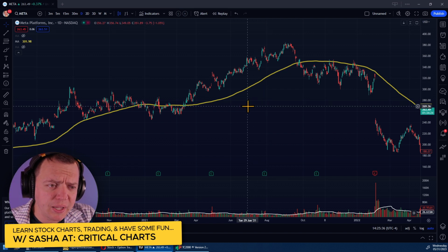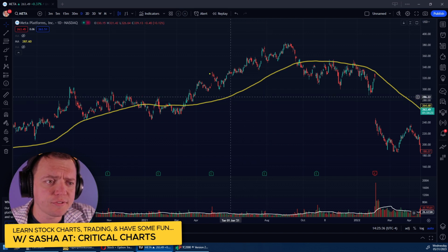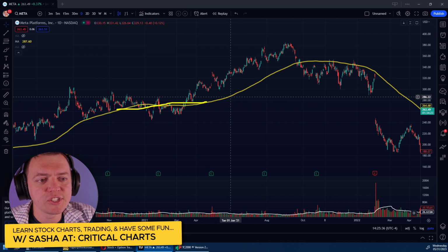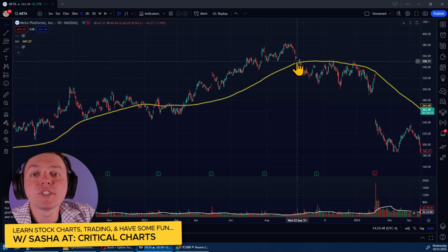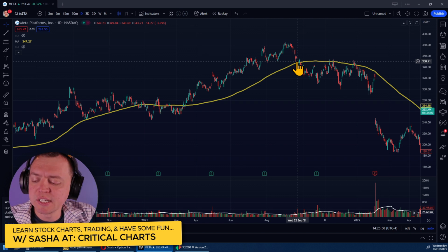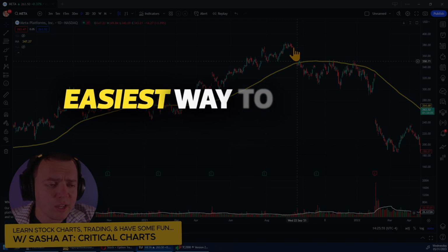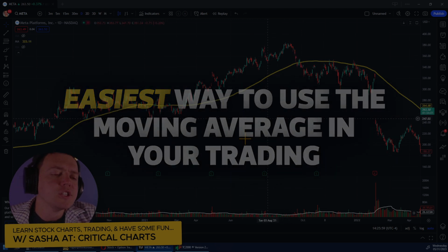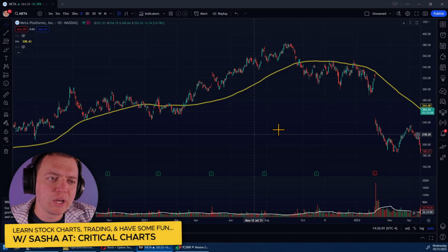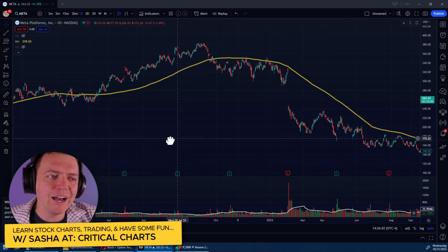You can also see how far the price is away from normal, because the moving average is more of a normal price, and when prices get a little too far extended from the average, eventually they'll come back to the average. So there's a lot of different reasons to use this. What I want to do is show you the easiest way to use these moving averages in your trading.